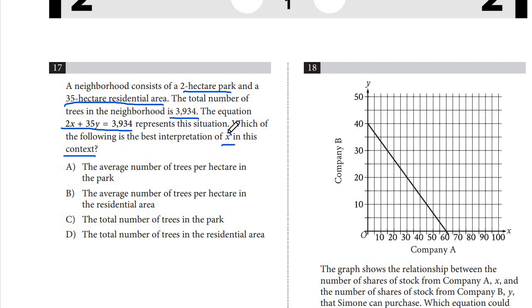Well, x goes in our equation with a 2, and 2 pertains to the 2 hectare park. So that means our answer cannot deal with residential area, but it has to deal with hectare, and it is going to be A, because if we were to multiply our total number of trees in the park again by 2, we would overstate the number of trees in the park. So it has to be the average number of trees per hectare that we multiply by 2 in our equation.